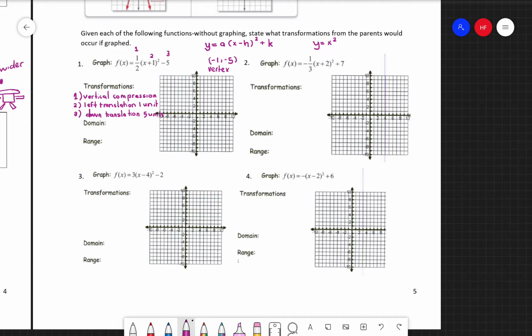And then for the domain and range, remember domain will not change. And then the range depends on the vertex. So normally the vertex is at 0, 0 for the parent, but we moved down to -5. So now my lowest point is -5, and then we're going up toward infinity.